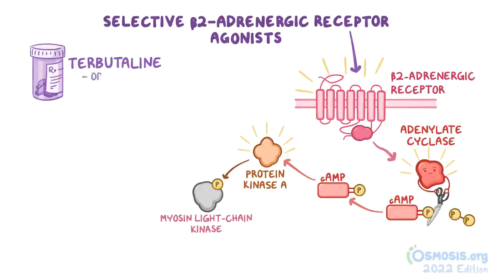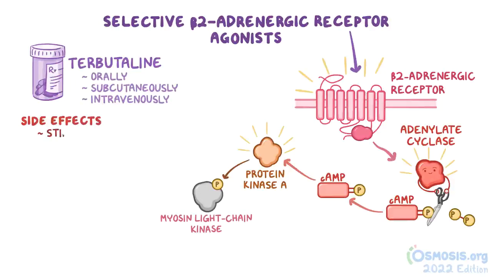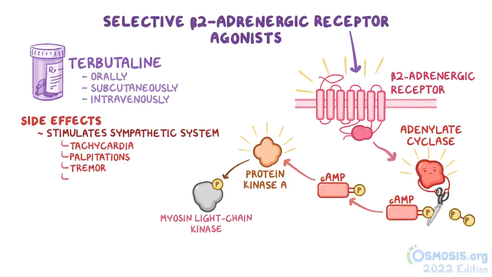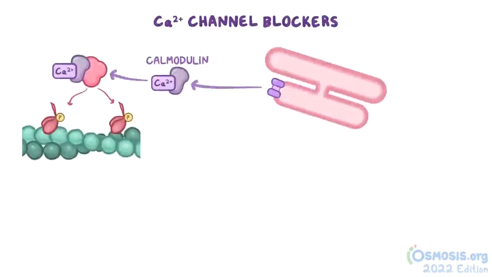Terbutaline can be administered orally, subcutaneously, or intravenously. Since it's a beta-2 adrenergic receptor agonist, it stimulates the sympathetic system, causing side effects like tachycardia, palpitations, tremor, and nervousness. Next up are the calcium channel blockers. These medications block the influx of calcium ions into the cell so that they won't be able to bind to calmodulin and activate myosin light chain kinase. The final result, then, is inhibition of uterine contractions.